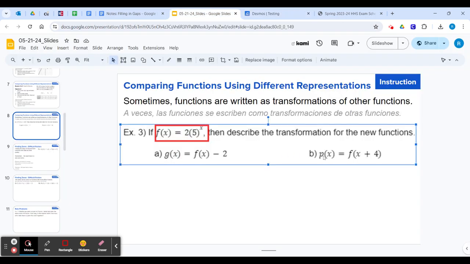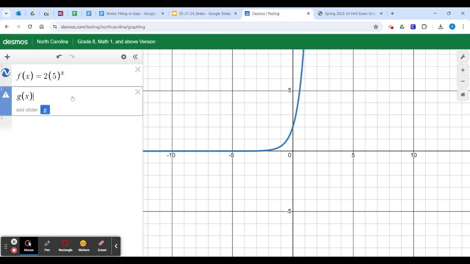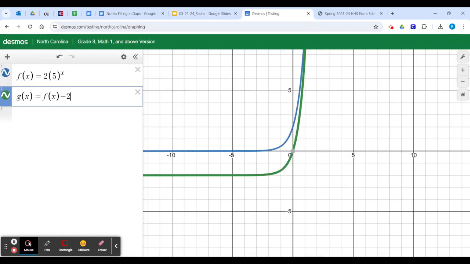Both g of x and p of x can be written as a transformation of that function. So if I type in g of x exactly as it's shown, g of x equals f of x minus 2. Notice how when I typed in f of x, it just gave me the exact same graph. If we're saying g is equal to f, that makes sense. And if I do minus 2, it's taking whatever f was and shifting it down 2 units. We can see my y-intercept of blue is at (0, 2), my y-intercept of green is at (0, 0). We've gone down 2 units.